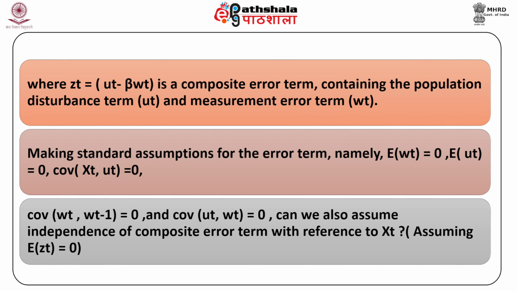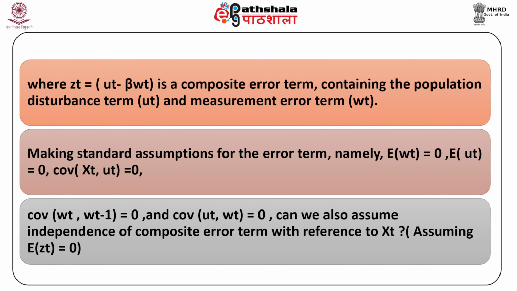zt is a composite error term containing the population disturbance term mu t and measurement error term wt. Making standard assumptions for the error term, namely expectation wt is equal to 0, expectation mu t is equal to 0, covariance xt mu t is equal to 0, covariance wt, wt minus 1 is equal to 0, and covariance mu t wt is equal to 0.